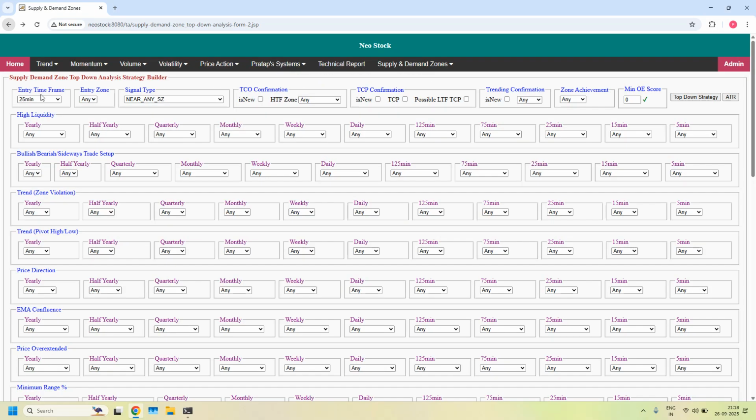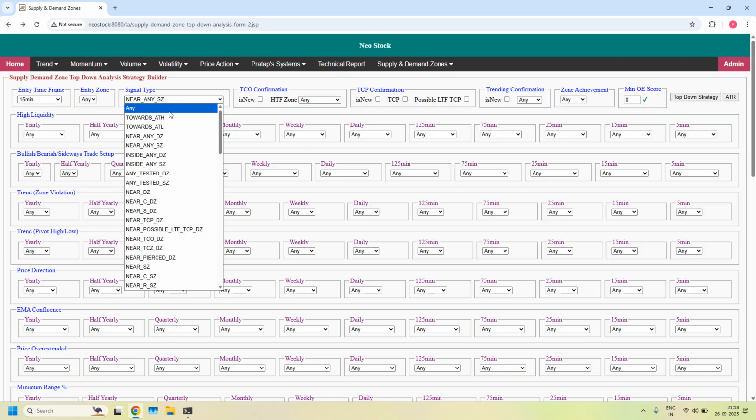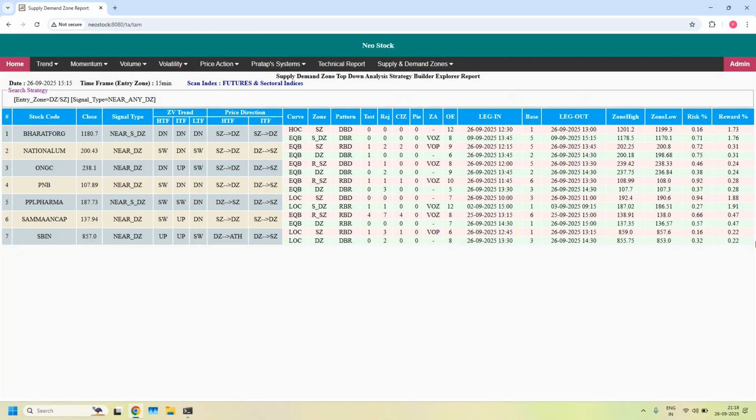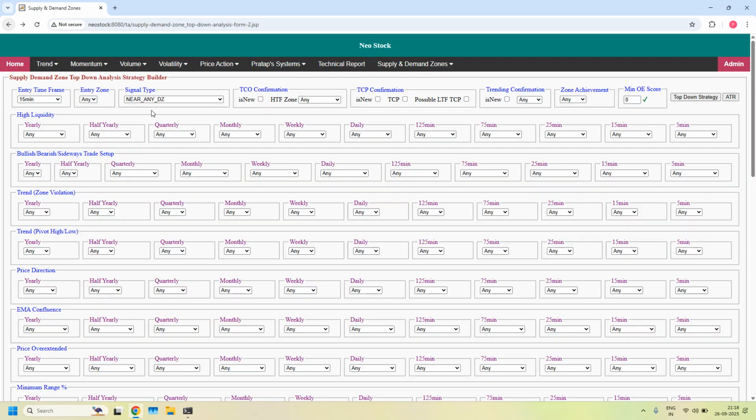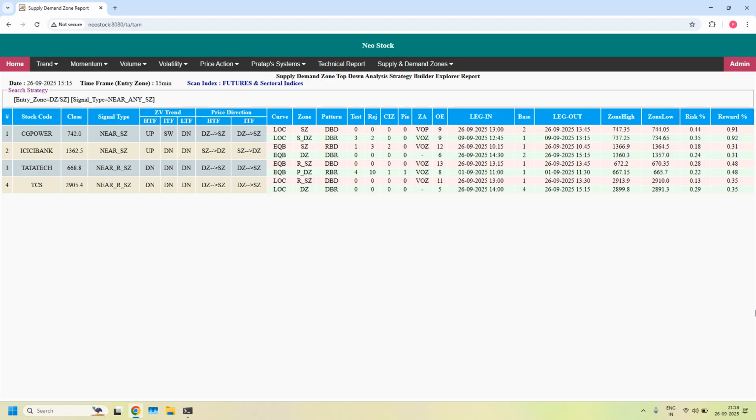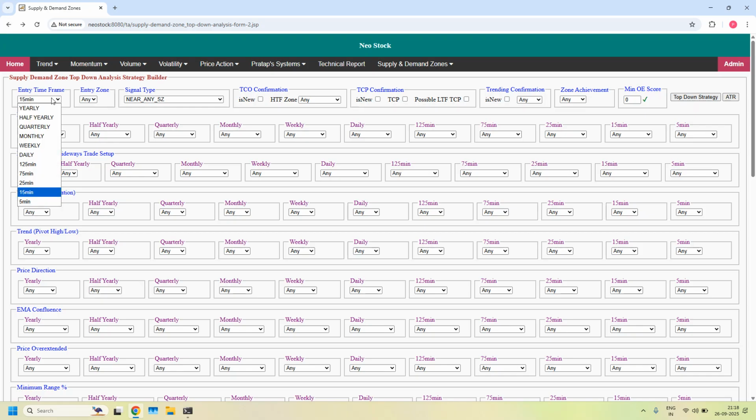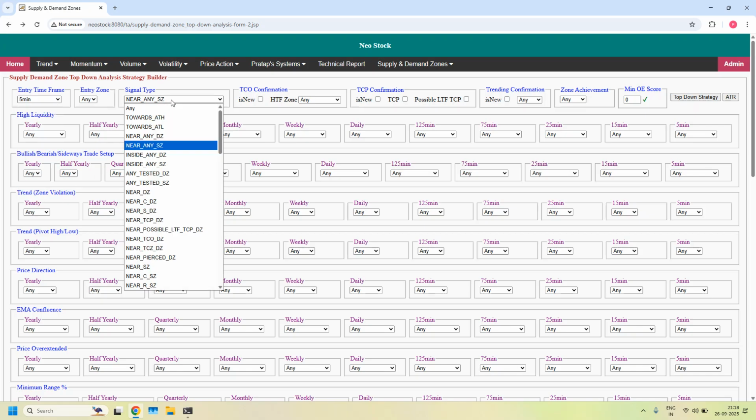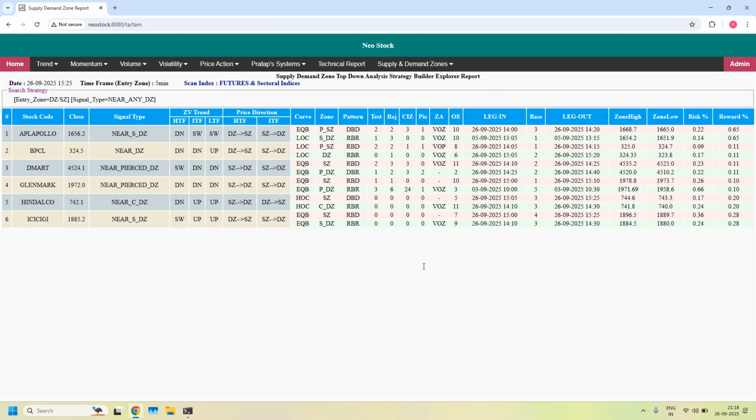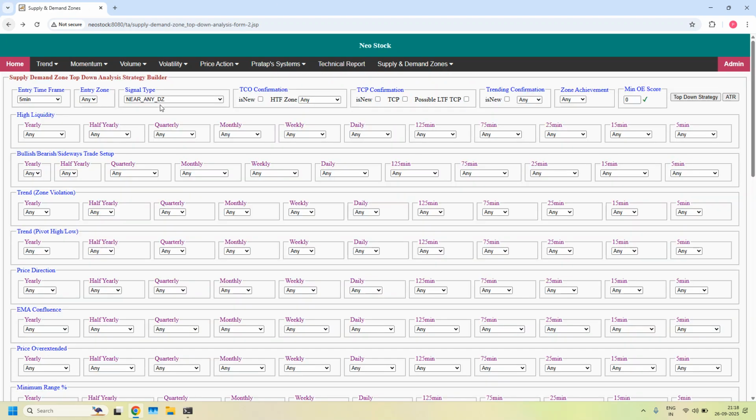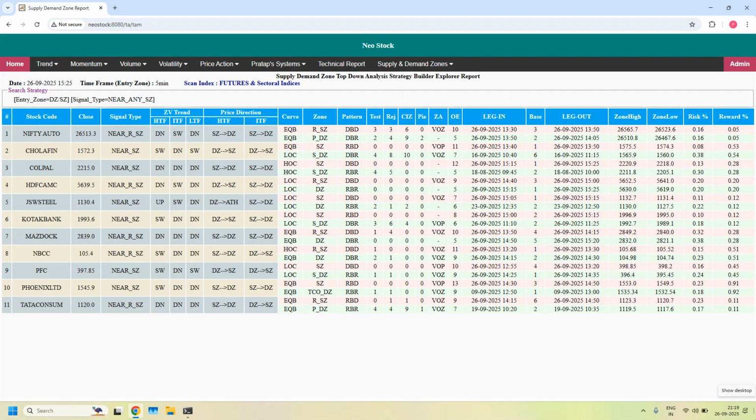Next time frame is 15 minutes. Stocks near the 15 minutes demand zone, we got 7 stocks. Next, stocks near the 15 minute supply zone, we got 4 stocks. Next time frame is 5 minutes. Stocks near the 5 minutes demand zone, we got 6 stocks. Next, stocks near the 5 minute supply zone, we got 11 stocks.